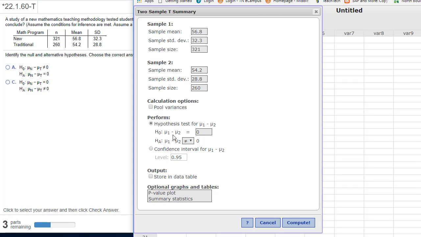Here we go. So we're going to say a difference. So our null is that the difference is 0. So this is one way to write it: mu1 minus mu2 is 0. Another way is to say mu1 equals mu2. So there are a couple different ways to do it. And this is how they've done it.